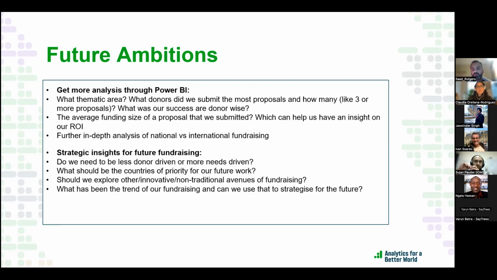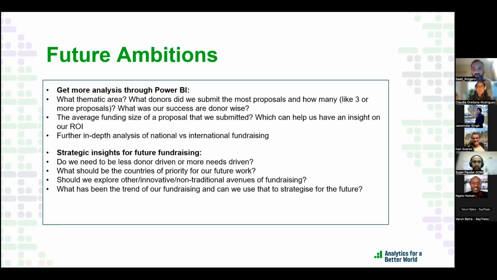Number one, do we need to be less donor driven or more needs driven, for example? I feel that Rutgers is an organization which is a bit too reactive to proposals and calls, but there might be more value in other teams or areas or countries where we work.